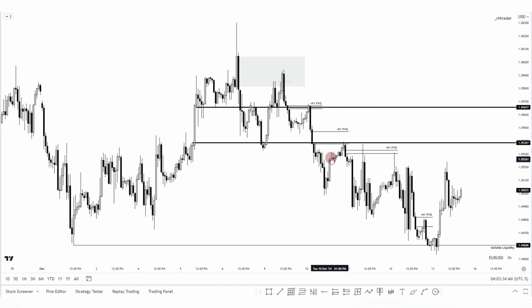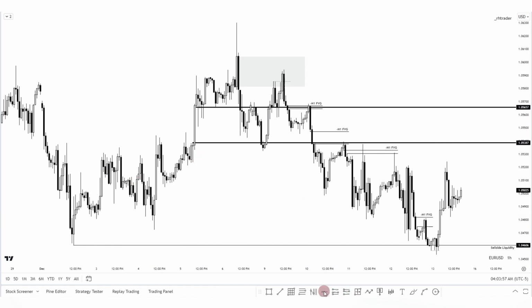This proves that these gaps are not just a one-time thing. It's not supply and demand and not any of that. It's algorithmic. So that's the reason why price needs to test it again here. Because if it was really supply and demand, then price would move higher, wouldn't it?